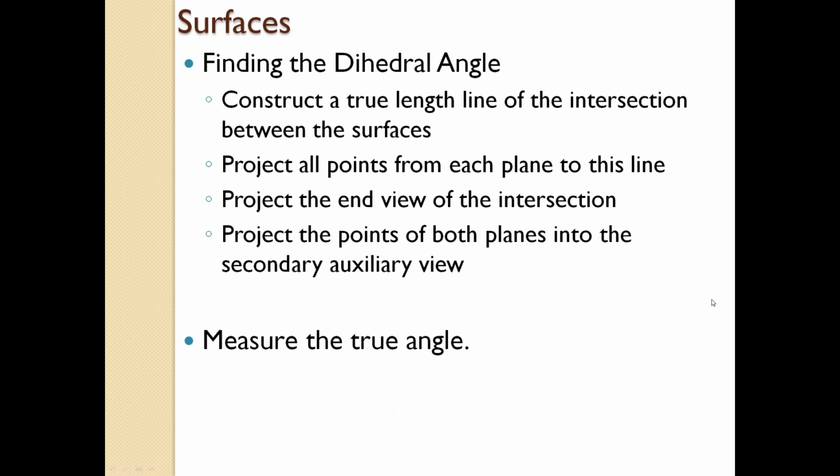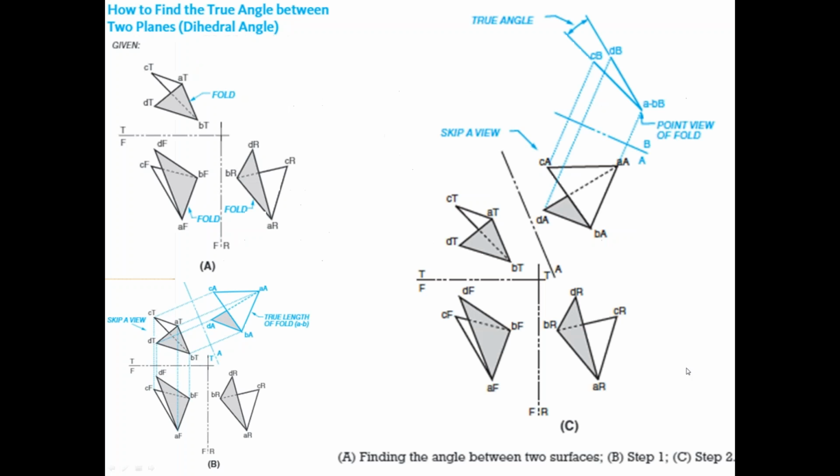For finding the angles, construct a true length line of the intersection between the surfaces, project a point from each plane to this line, project the end view of the intersection, project the points of both planes into the secondary auxiliary view, and measure the true angles. To accomplish this, we're going to follow a few steps. So given this triangle, the top view, the front view, and the right side view.